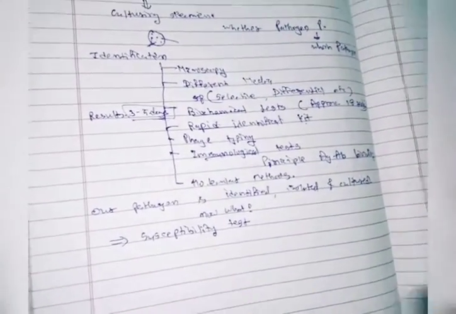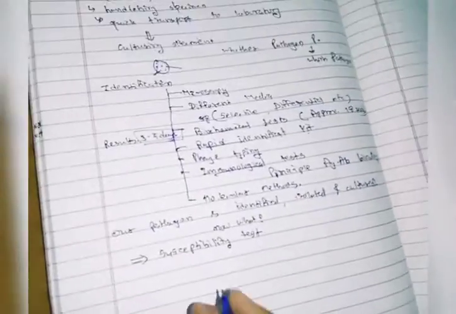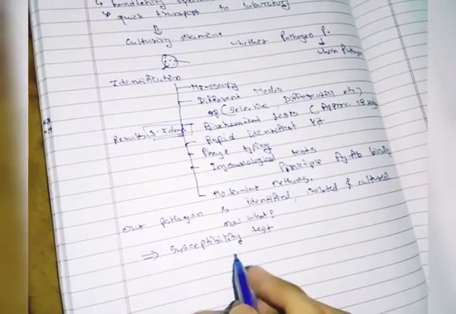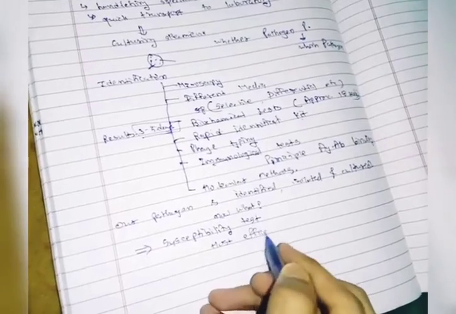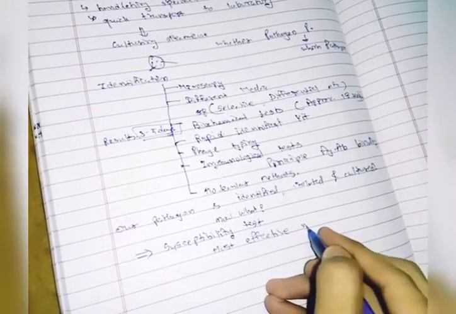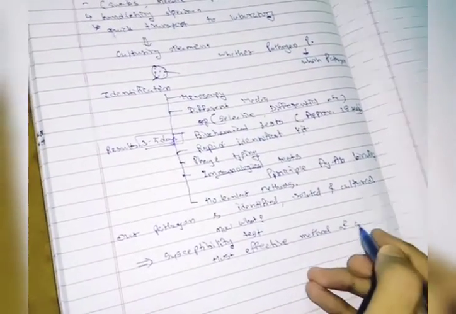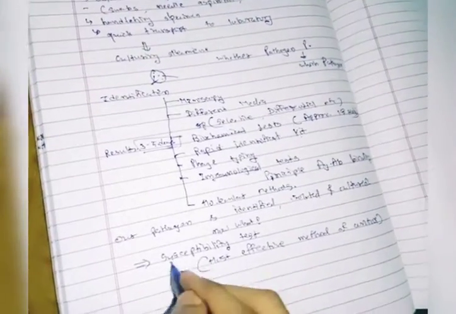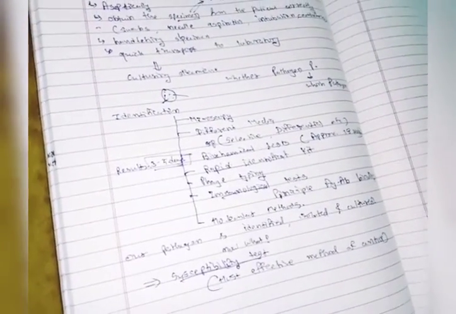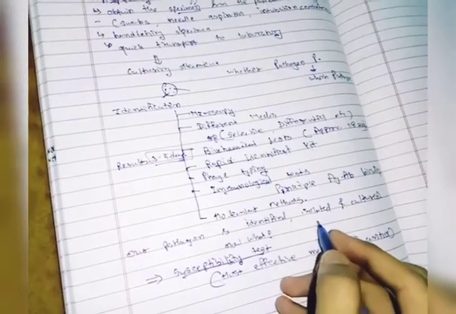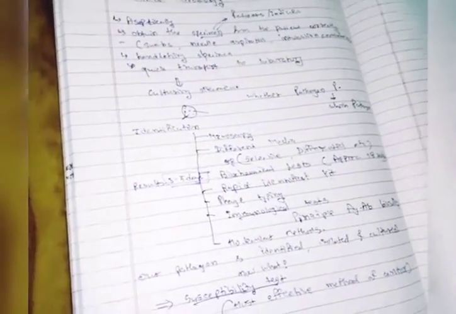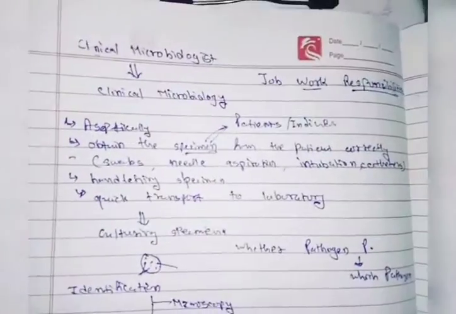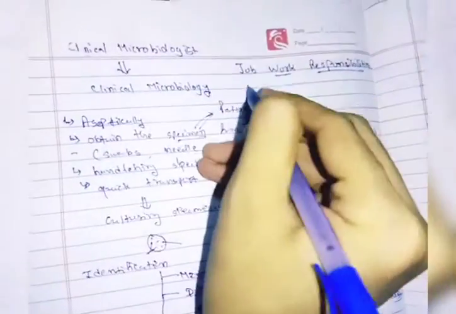Okay, for that control of that disease, which method or which technique or which criteria is most effective for that control, susceptibility testing is used. That means to which drugs that pathogen is susceptible and the most effective methods for their control. Okay, so this is it for today, guys, and I hope you like my video on the clinical microbiologist job overview.